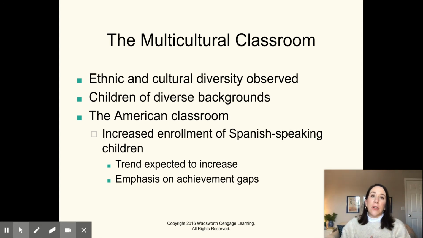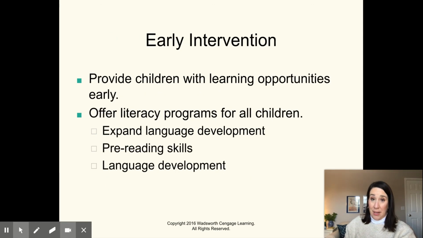A multicultural classroom is one where there are different cultures, children with different backgrounds, maybe different languages being spoken, maybe just different dialects being spoken. So, we know that there's a trend for more Spanish speaking children in the United States, and it is expected to continue.